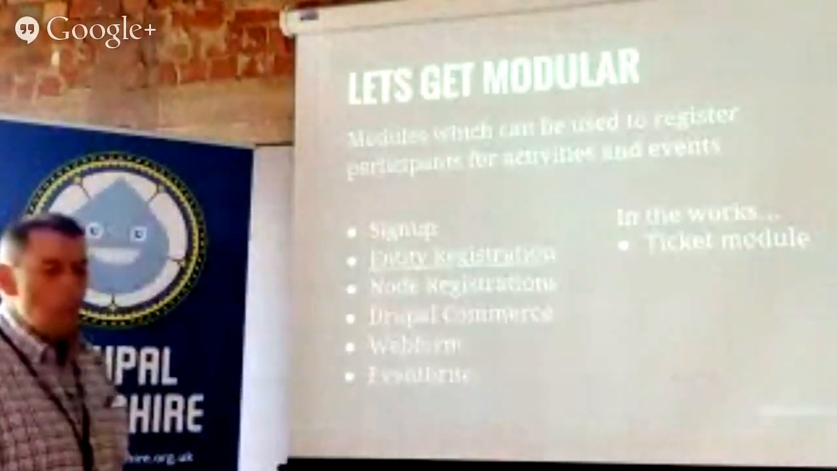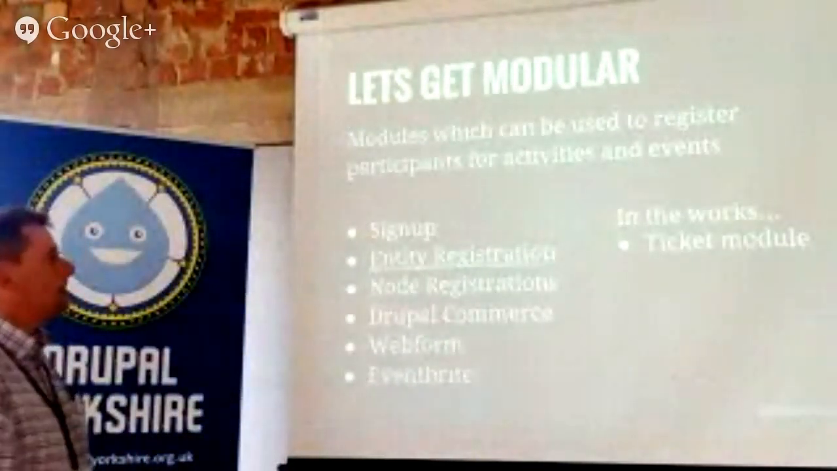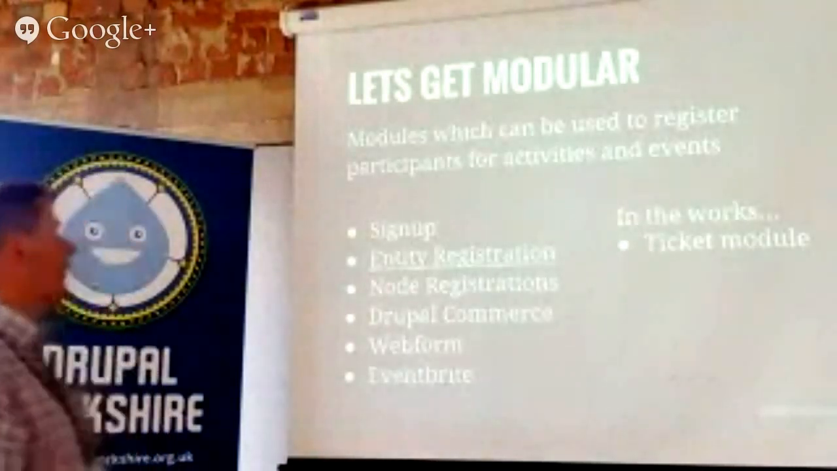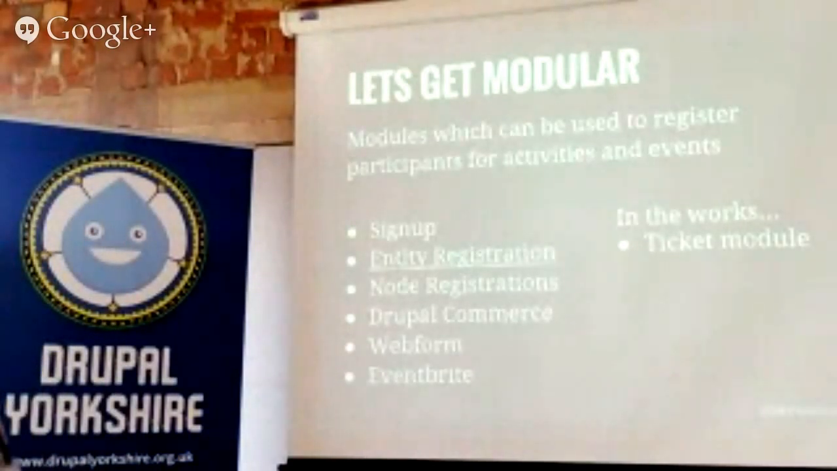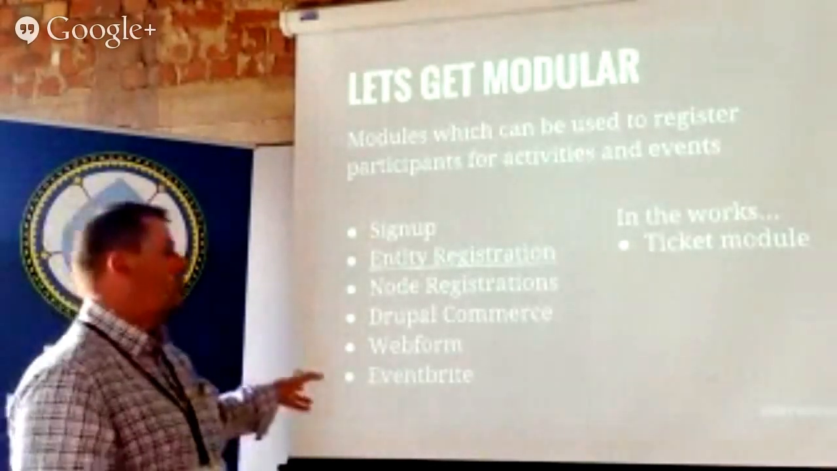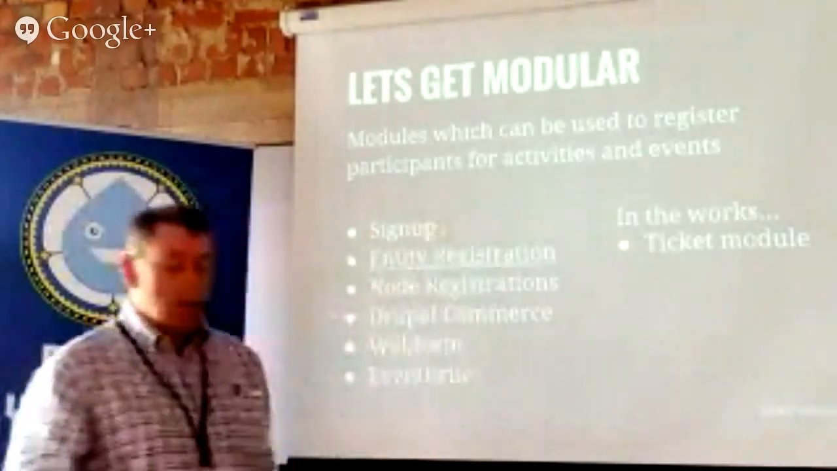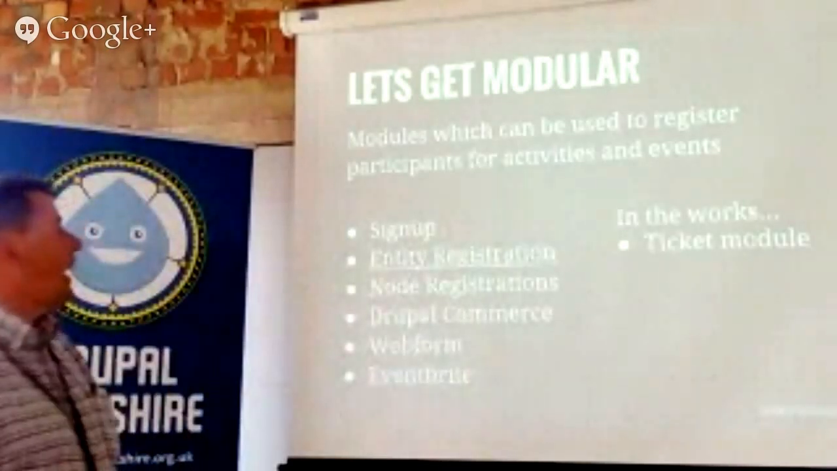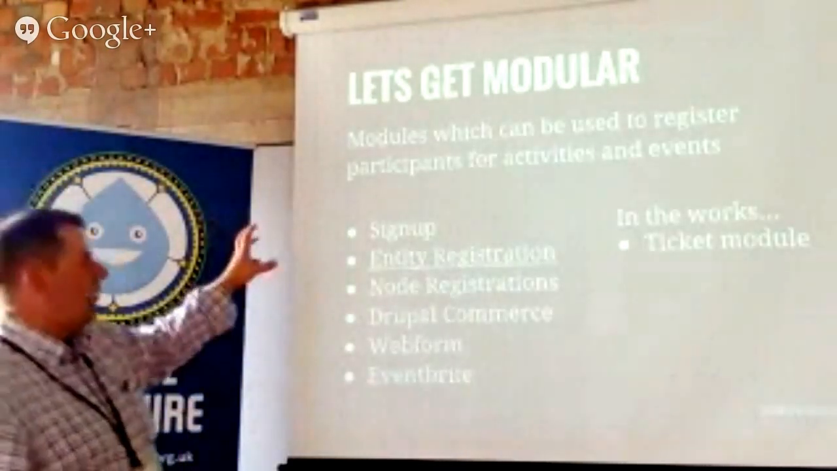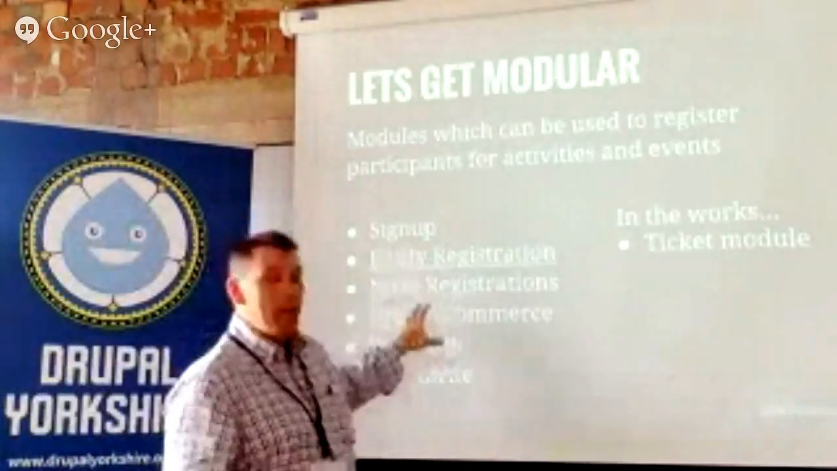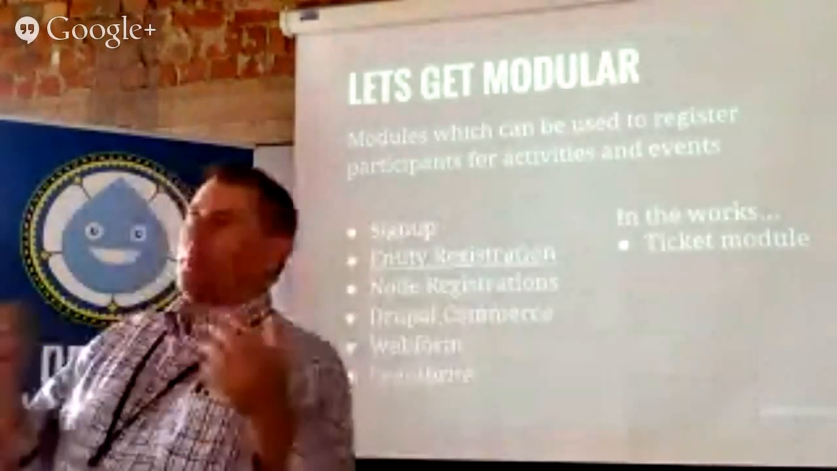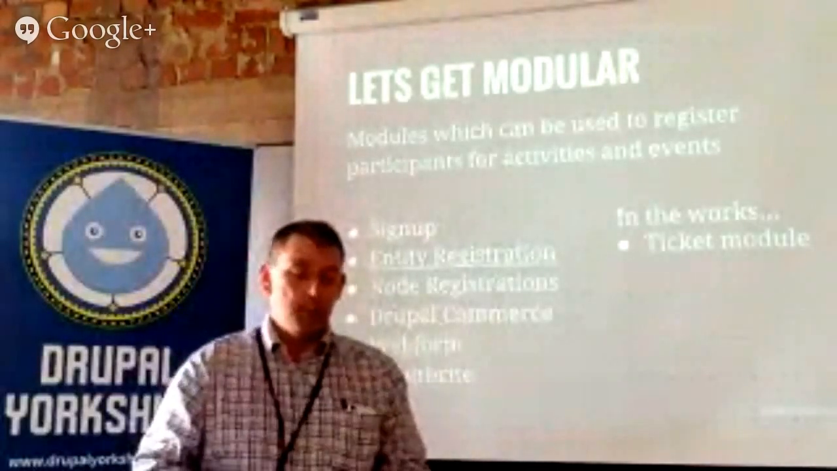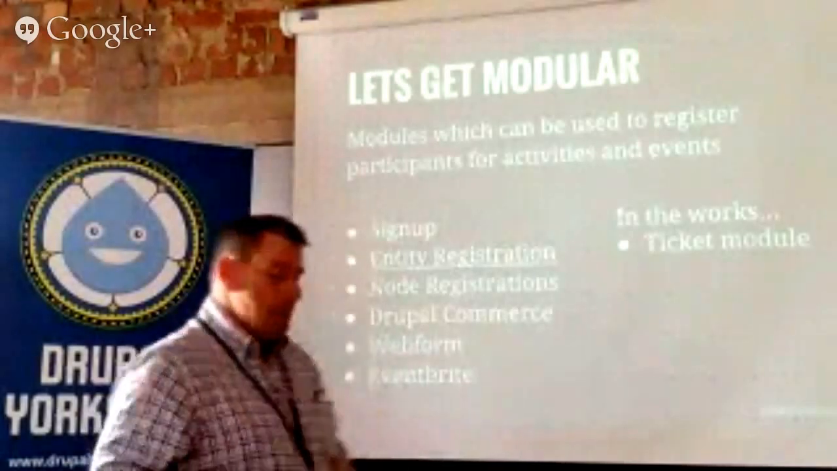So in terms of modules, you've got a few different options, and I'm sure this list isn't exhaustive. You've got Signup, Entity Registration, Node Registrations, Drupal Commerce, Webform, Eventbrite, which we've mentioned. There's an emerging module at the moment called the Ticket module. And these are all individual modules that can be used for event registration sites. It's fair to say that many of these modules make up the registration components of some of the distributions and CRM systems that I mentioned in the previous slide.